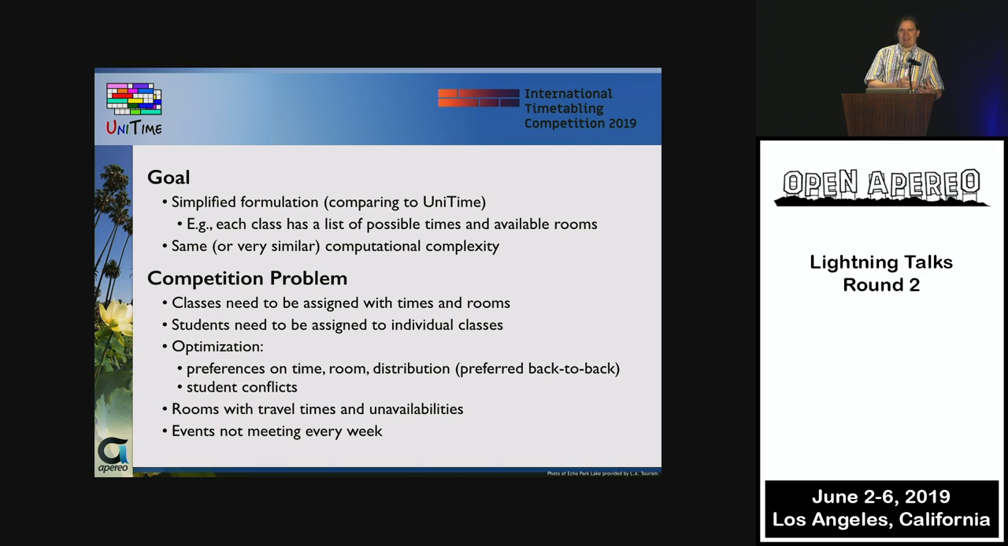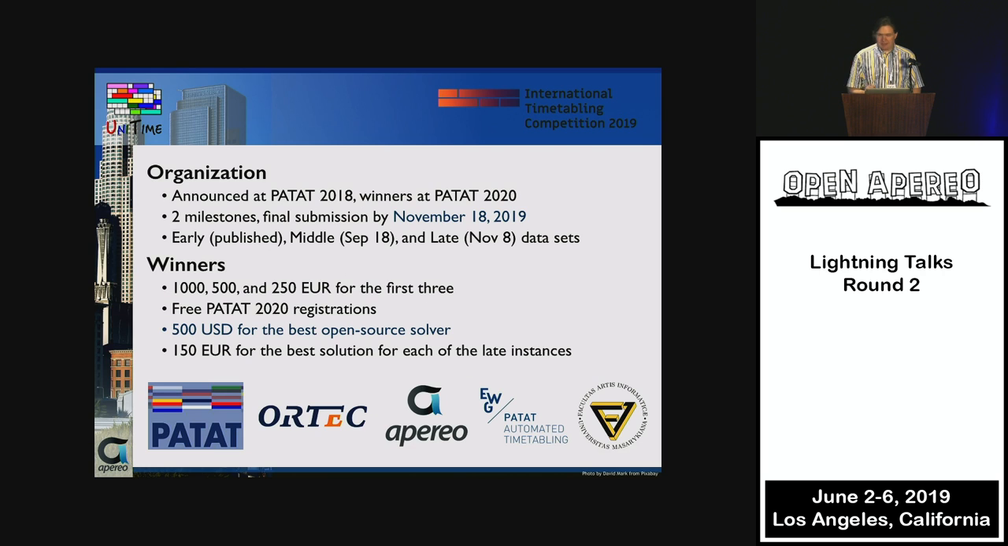So it's about classes that you need to place in time and rooms, and also about students that need courses and you have to place them to individual classes. And there are some optimization objectives. There are preferences on times, on rooms, on additional distribution constraints between classes, like, okay, these classes have to be back-to-back. And of course, we want to minimize the number of student conflicts. There are some additional aspects like the room. You have to consider distances between individual rooms so that the rooms may not be available, or some of the classes do not meet every week. They can meet even weeks, odd weeks, or just half of the semester, stuff like that.